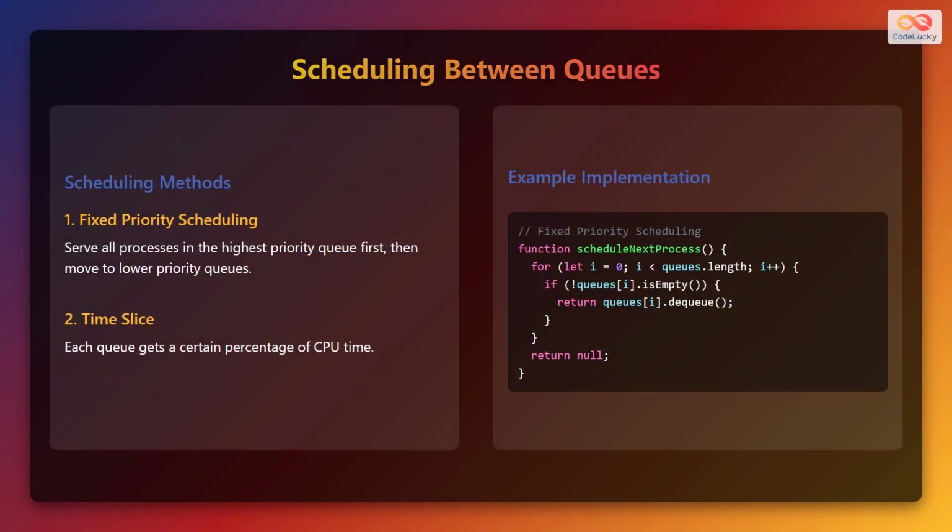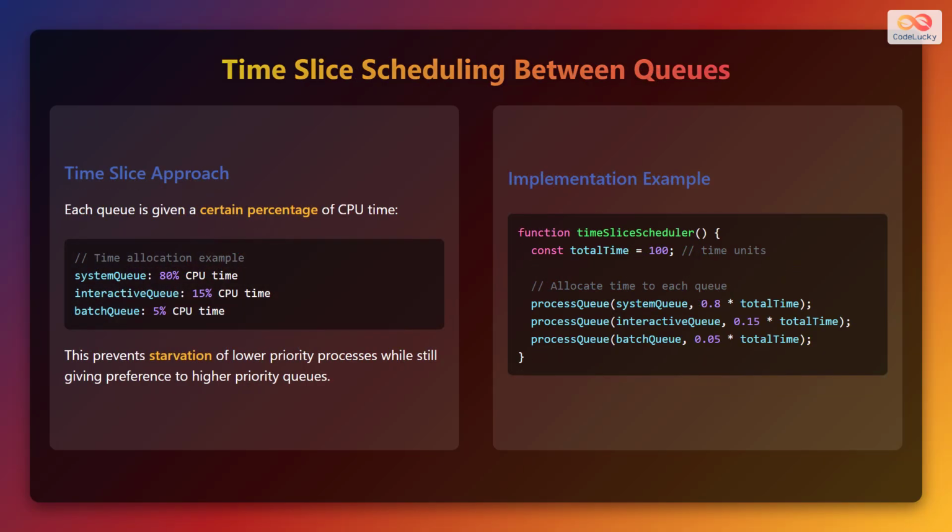Now let's discuss how scheduling works between these queues. There are primarily two methods. First, fixed priority scheduling. This method serves all processes in the highest priority queue first, then moves on to lower priority queues only when the higher priority queues are empty. Second, time slice. In this approach, each queue is assigned a certain percentage of the CPU time. Here is the sample code demonstrating the fixed priority scheduling, where the function iterates through the queues and dequeues process from the first non-empty queue.